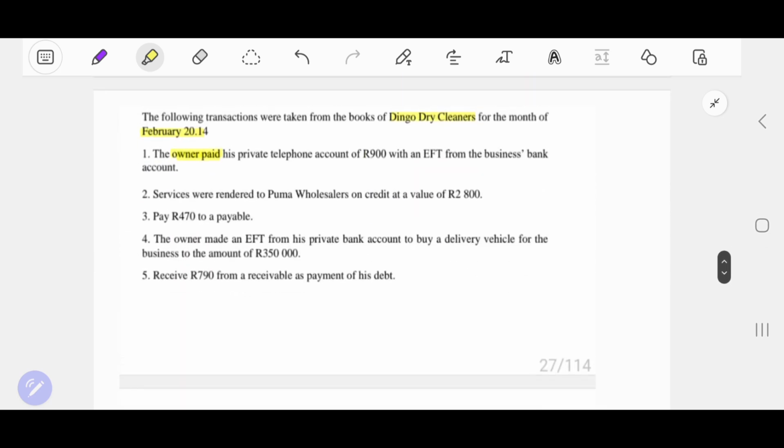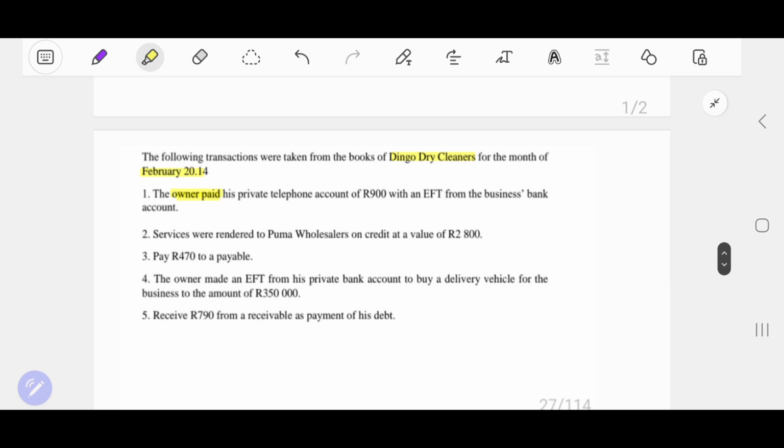So here they say that the owner paid his private telephone account, which is 900, with an EFT from the business's bank account.